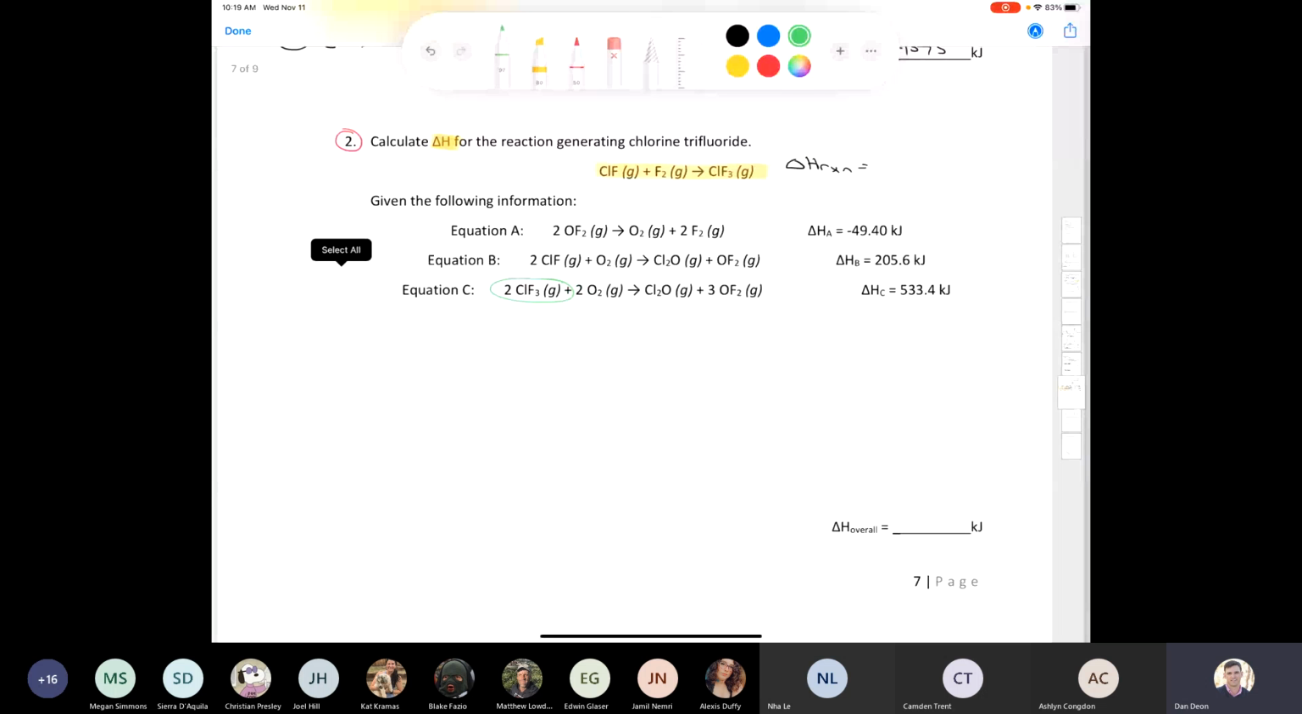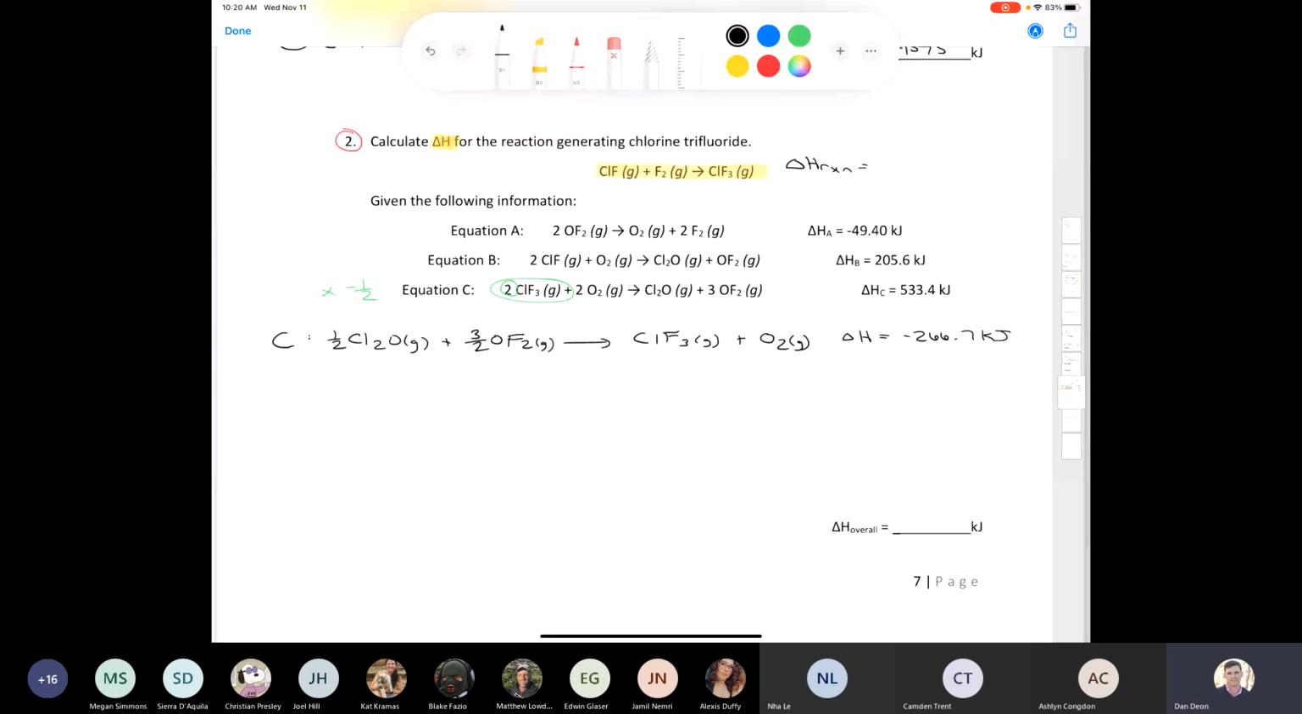And so we're going to have to take equation C and reverse it so that it will be a product, right? So we've got to multiply by -1, and we have 2 moles of it, so we're going to have to divide by 2. So I'm going to multiply this whole thing by -1/2. And then when I rewrite equation C, I'm going to end up with 1/2 mole of Cl2O plus 3/2 OF2 gaseous produces ClF3 gas plus O2 gas. Then when I recalculate my delta H for C, I'm going to give it a negative sign and divide it by 2. I end up with -266.7 kilojoules, like that.